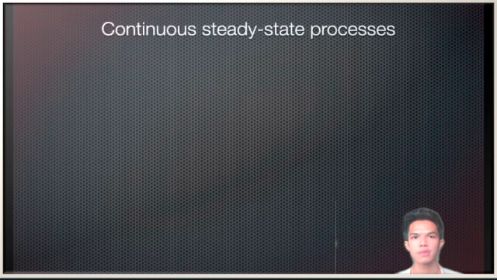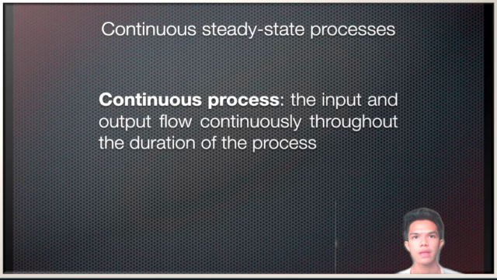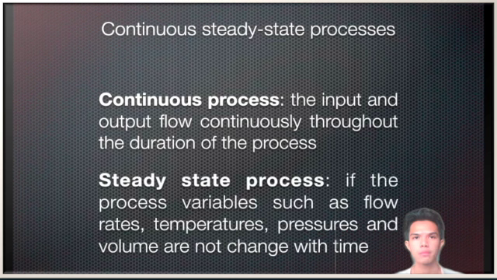And then for the calculation of mass balance, we will use the continuous steady state processes. Continuous process means that the input and output flow continuously throughout the duration of the process, while the steady state process means that the process variables such as temperature, pressure, volume, and also flow rate are not changed with time.